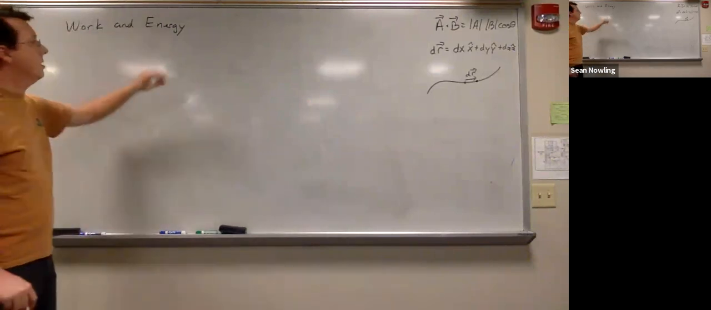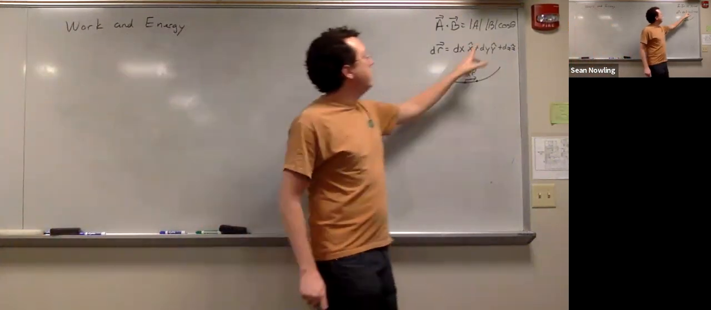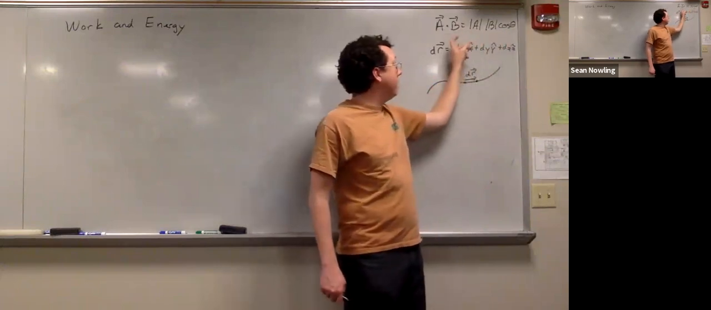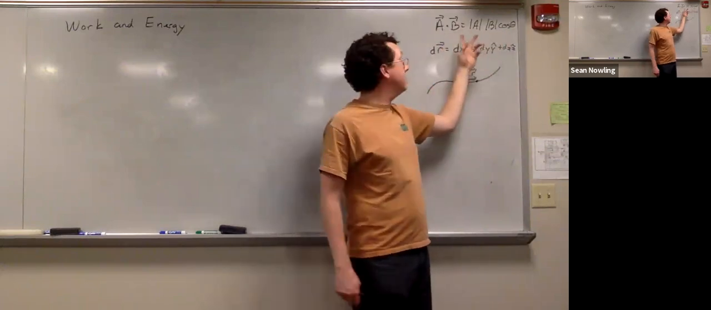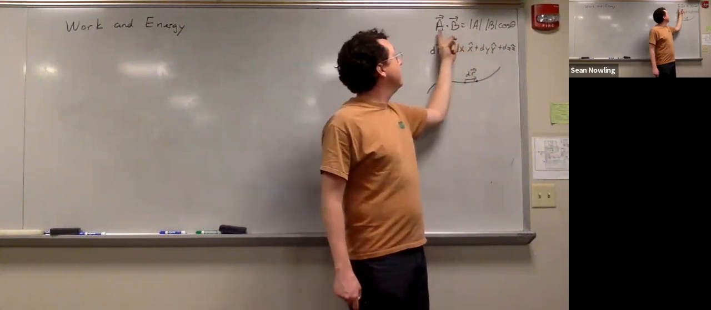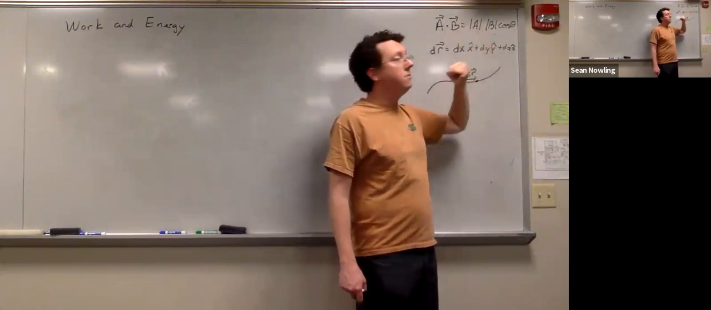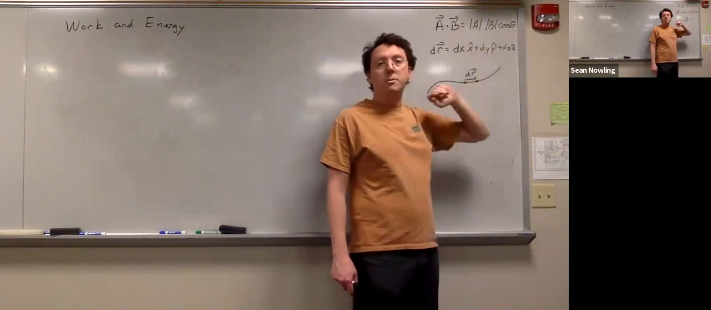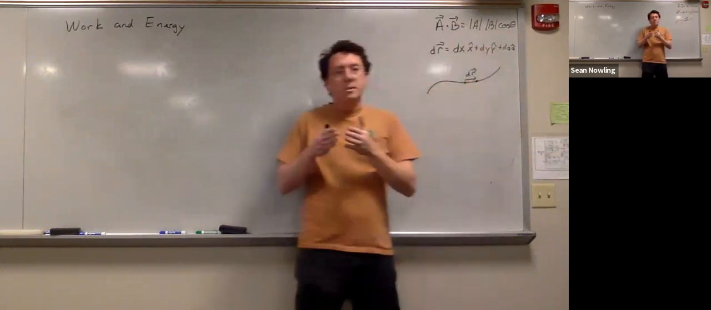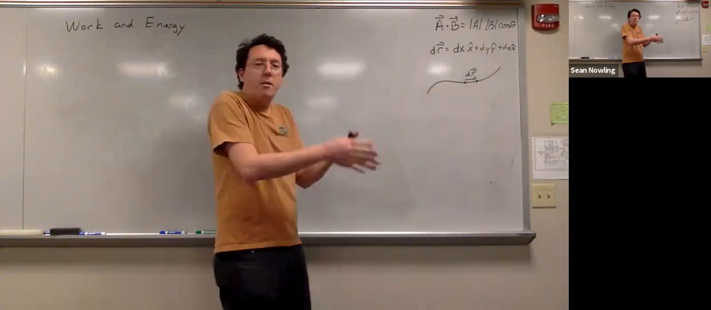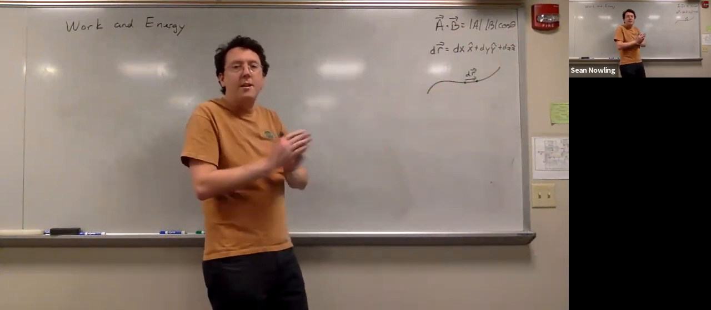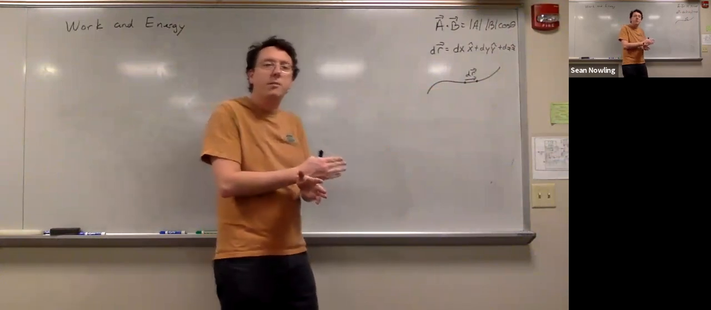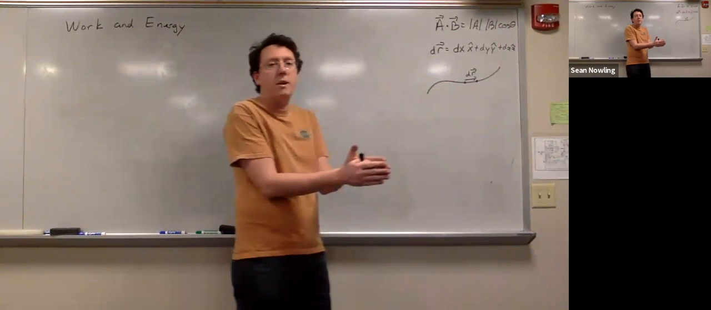Okay, so work and energy. First off, just a reminder of the formula for the dot product. The dot product between any two vectors, A dot B, is the magnitude of A, the magnitude of B, and the cosine of the angle between them. And dot products know about parallel stuff, not perpendicular stuff. Dot products are zero on perpendicular vectors and not zero on parallel things.